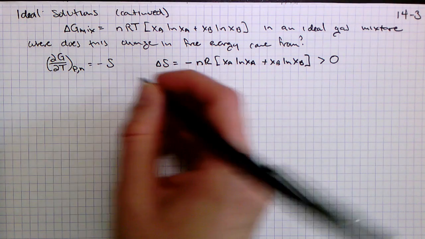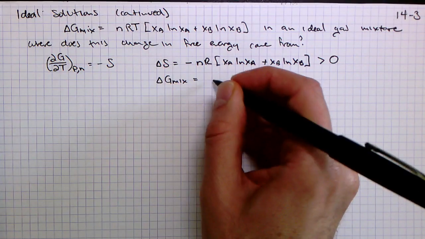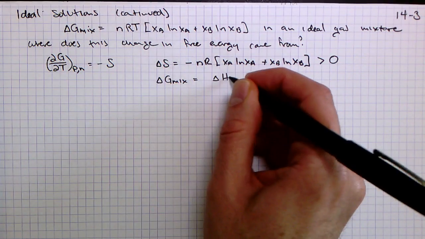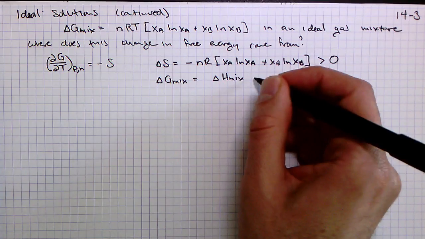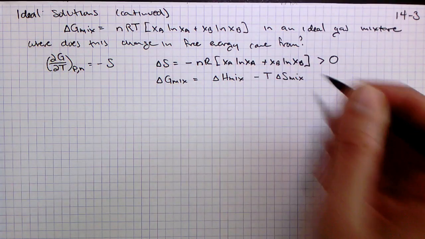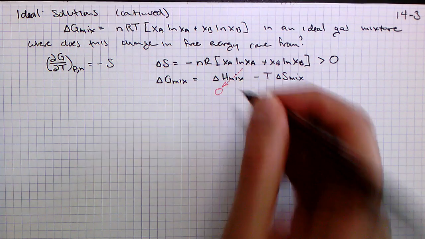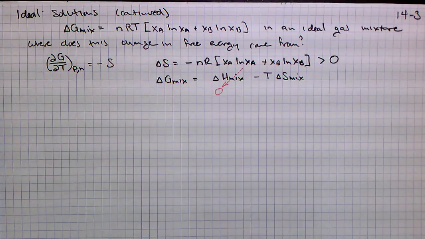And so in this particular case, we can see that delta G mixing has to equal delta H, the change in enthalpy of mixing, minus T times the change of entropy of mixing. But in this case, because we're in an ideal gas, the enthalpy of mixing is 0.